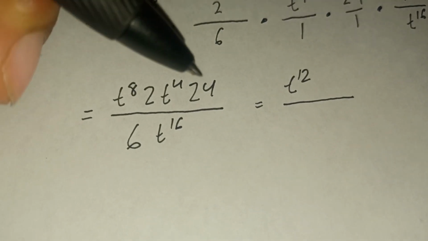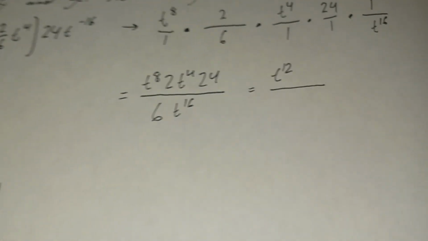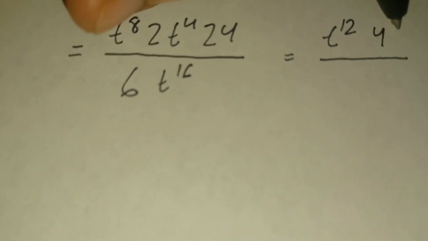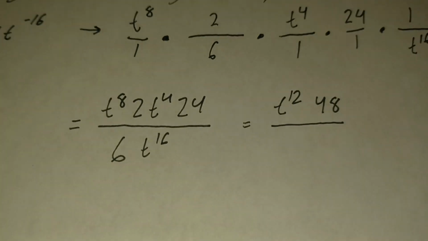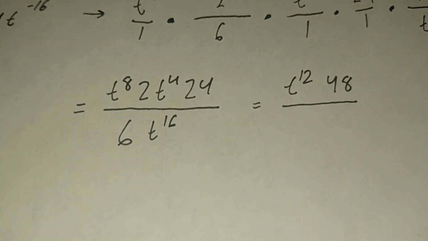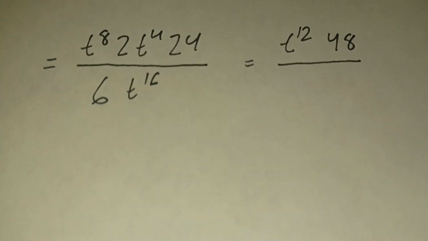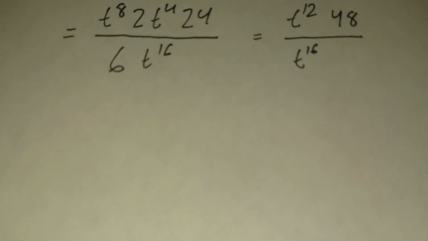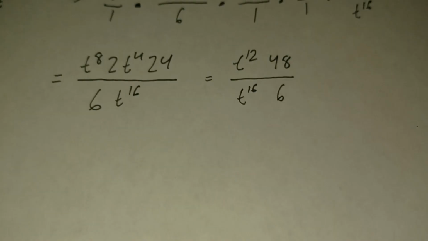Now 2 times 24. I believe that's going to give us 48, but let's confirm with the calculator. 2 times 24, 48. So t to the 12th times 48. To make it easier on ourselves, let's switch the position of t to the 16th to the front, because we're going to do some dividing and canceling, and obviously we can't multiply 6 by anything, so 6, just like that.